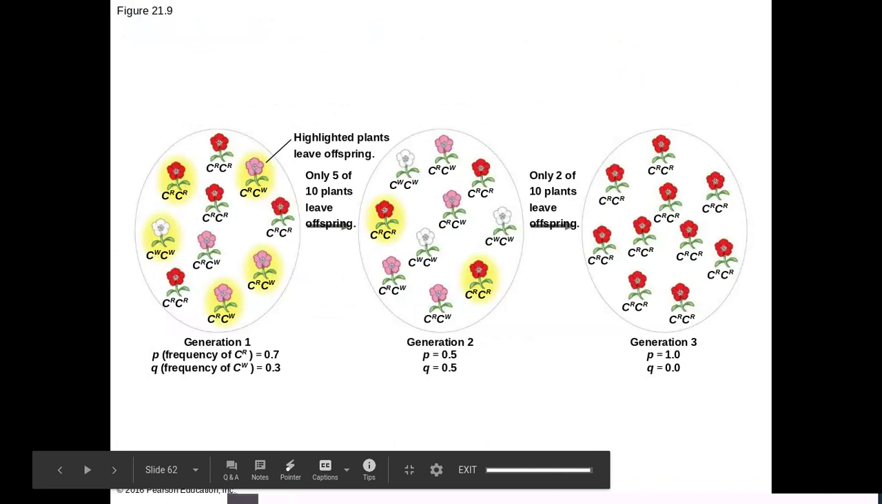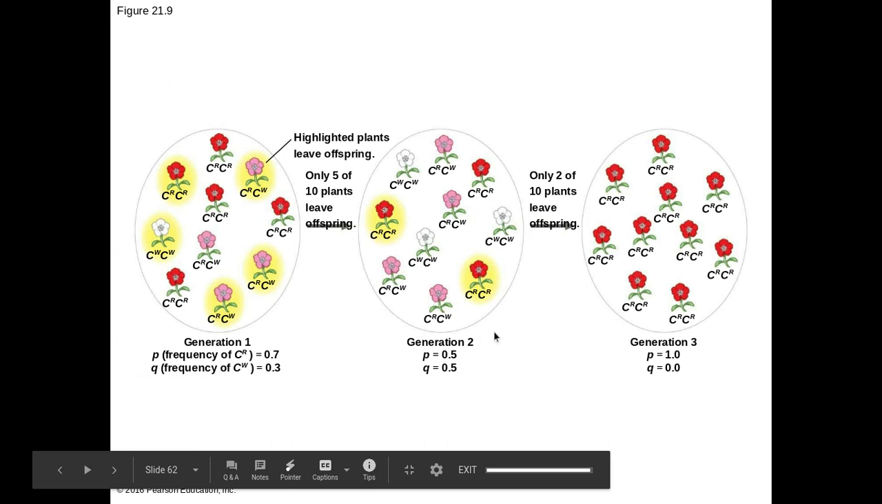So in this image, for example, if this was our whole population of flowers, it shows their alleles, it shows the frequency of those alleles, but only the highlighted plants survive and or happen to reproduce. This is only a small population of about 10 flowers. So of those five, now you can see we have a change in the alleles.